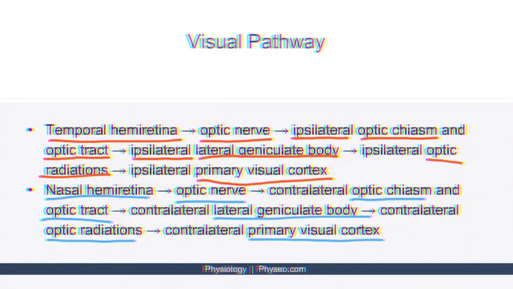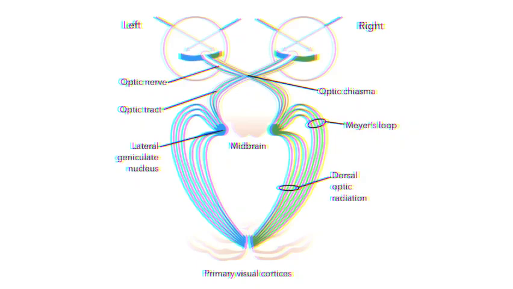So let's draw this out. So here is figure 8.39 from your text showing the visual pathway. So as you can see, we're looking at the left side, and if you look at the left temporal hemiretina, so this half of the retina, then we'll follow that through the optic nerve, and then it'll go to the optic chiasm, and then it'll stay ipsilateral until it gets to the lateral geniculate body, and then it'll go through the optic radiations. We'll have the Meyer's loop, as we've labeled on this side, and the dorsal optic radiation right here, until it finally reaches the primary visual cortex.